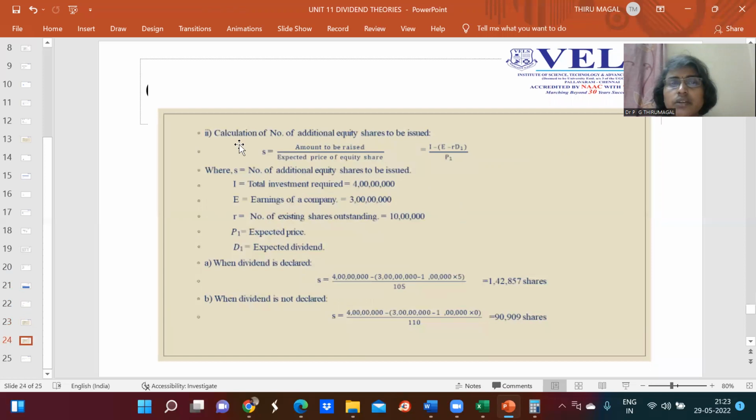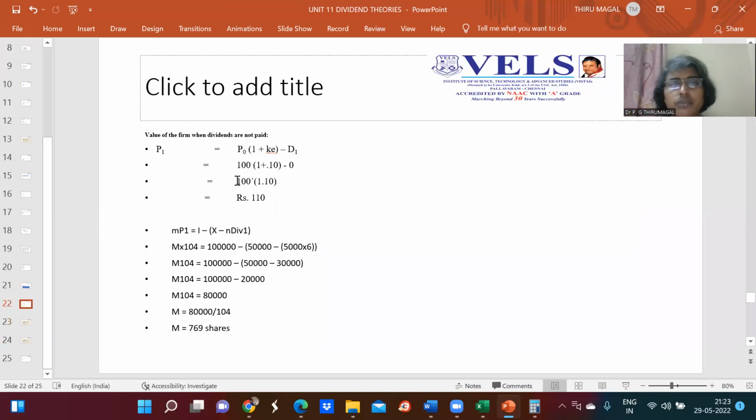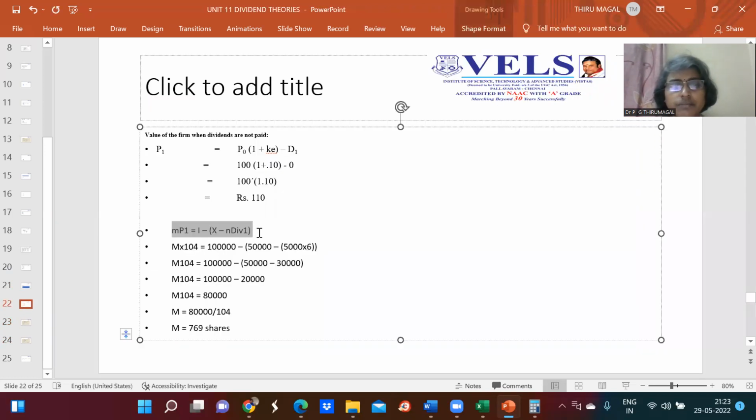Now, we need to find out the number of new shares. If you want to find out the number of new shares to be issued when dividend is declared, this is the condition. We can calculate this using the formula we know. So we'll take up this formula.